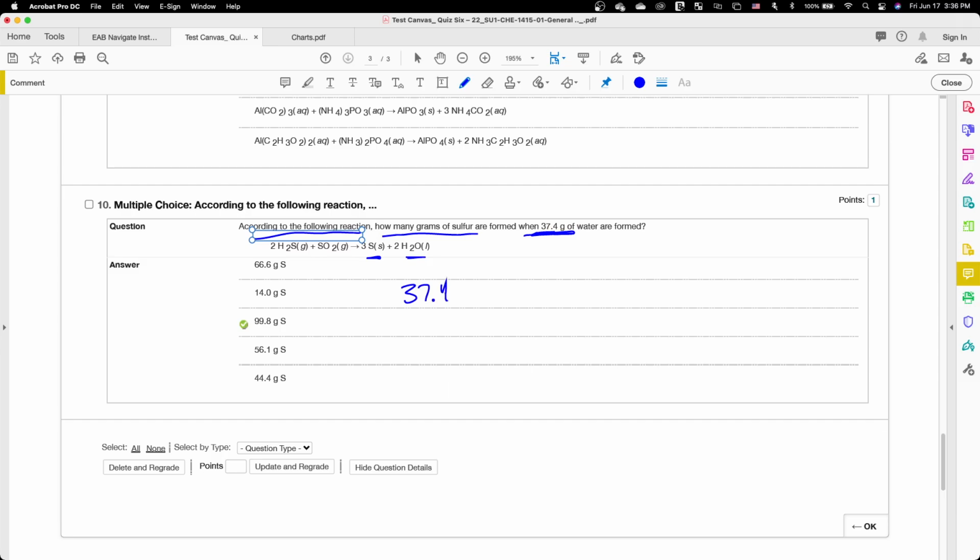37.4. You know what? I need to start over. I need more room. I'm going to start over here. No, dang it. I'm trying to erase. There you go. Erasing on a PDF isn't as fast as erasing on a PowerPoint.